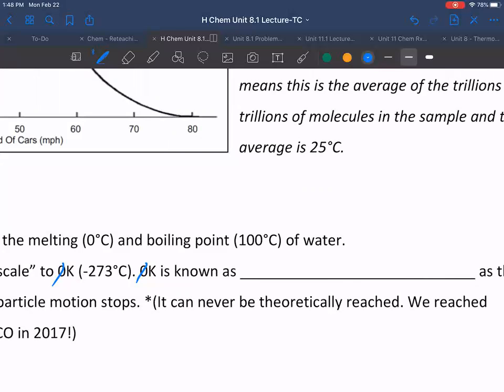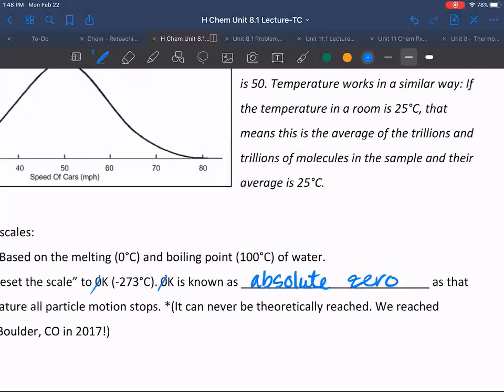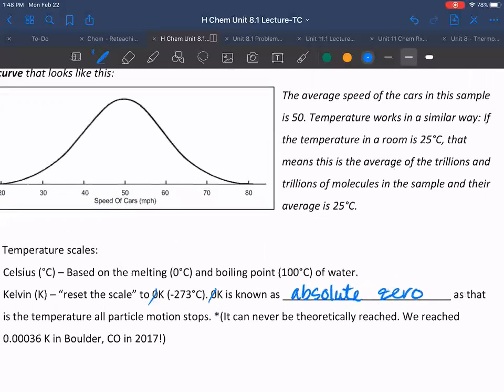It's just Kelvin. And so 0 Kelvin, this is known as absolute zero. And the reason this is a big deal is this is what we call the temperature that all particle motion stops. And so theoretically, we can achieve it, but we got really close in 2017 on American soil. So in a lab in Boulder, Colorado, we did reach 0.00036 Kelvin using lasers. How cool is that?